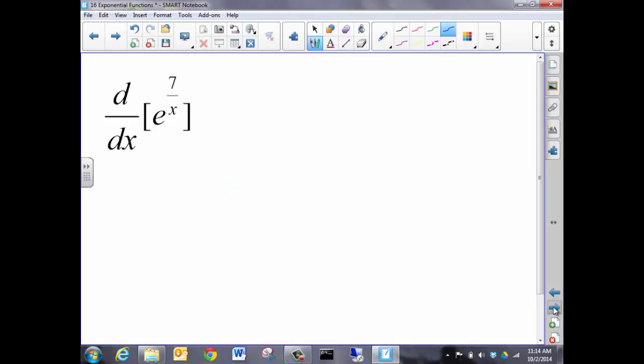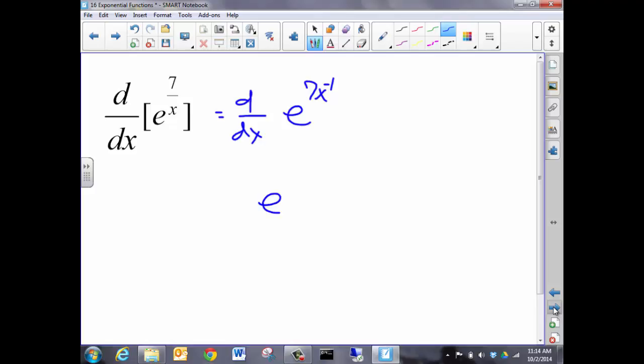E to the, now what on earth does this mean? E to the 7 over x. Yes, another way to think of that, very good, Nick, is the derivative with respect to x of e to the 7x to the negative 1 power. So how am I going to take the derivative of that?